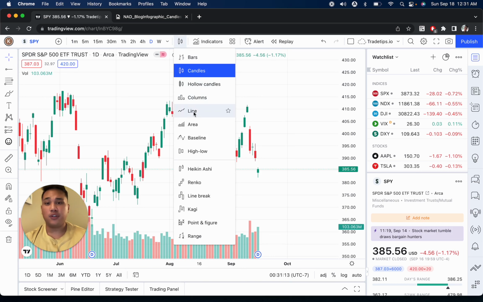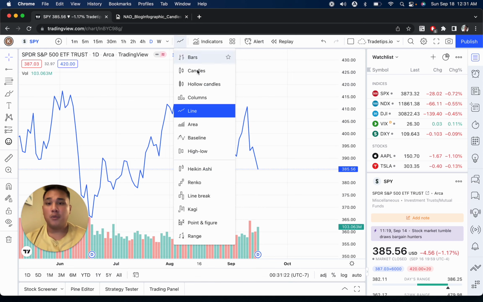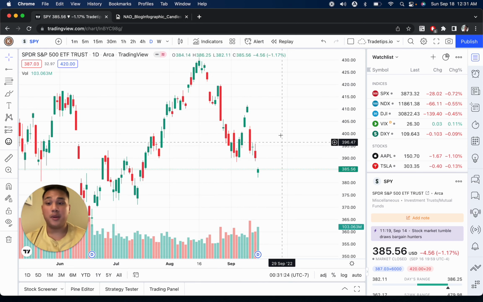I also talked about how we can switch from the line chart to the candlestick chart. And just as an FYI, what a line chart does is it just takes the closing price or the ending price of the day and then connects a line in between. But with the candlestick chart, we get a little bit more information. So let's go ahead and talk about that.